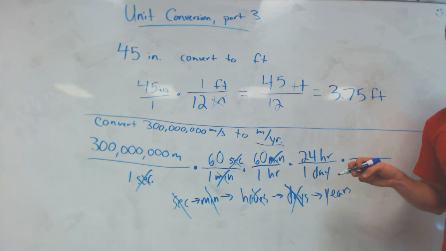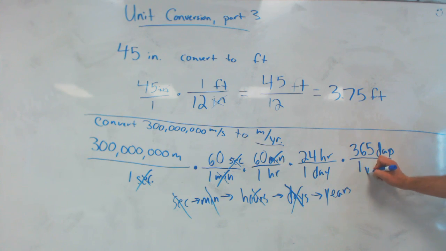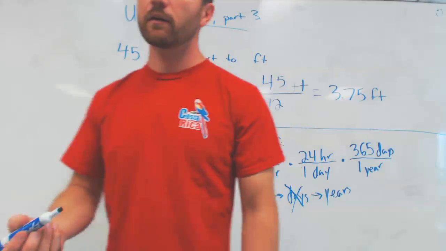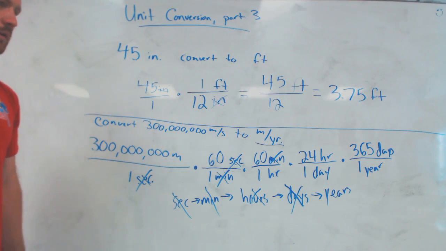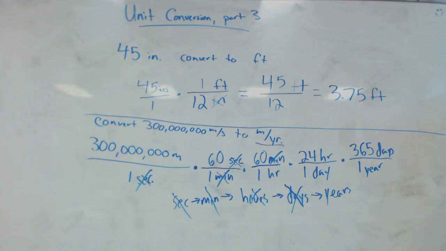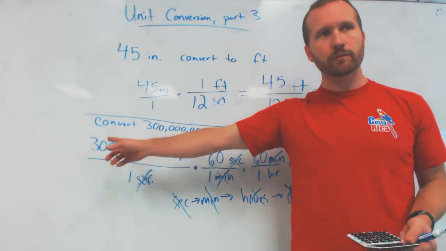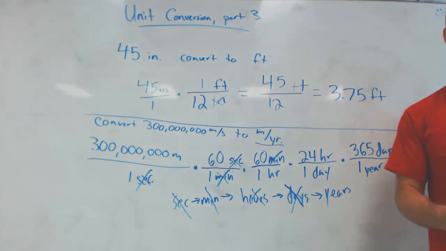Now we need to go to years. What's my conversion factor? 365. Okay, so 365 days in 1 year. Now we're going to end up with a really, really big number here. In fact, I bet if I tried to type 300 million into my calculator, it wouldn't even work. So this is just a trick if you have a simple calculator.